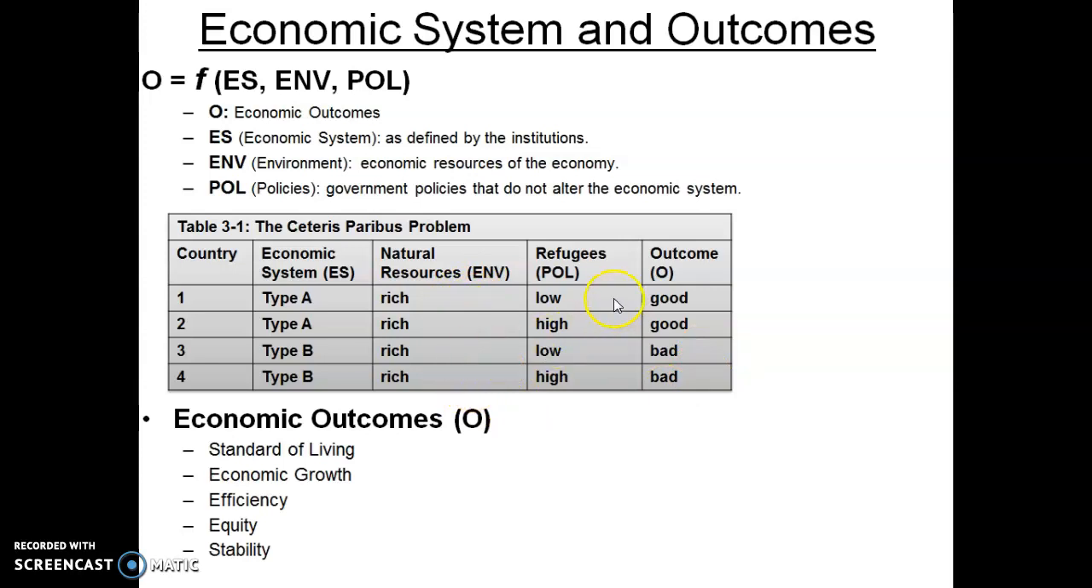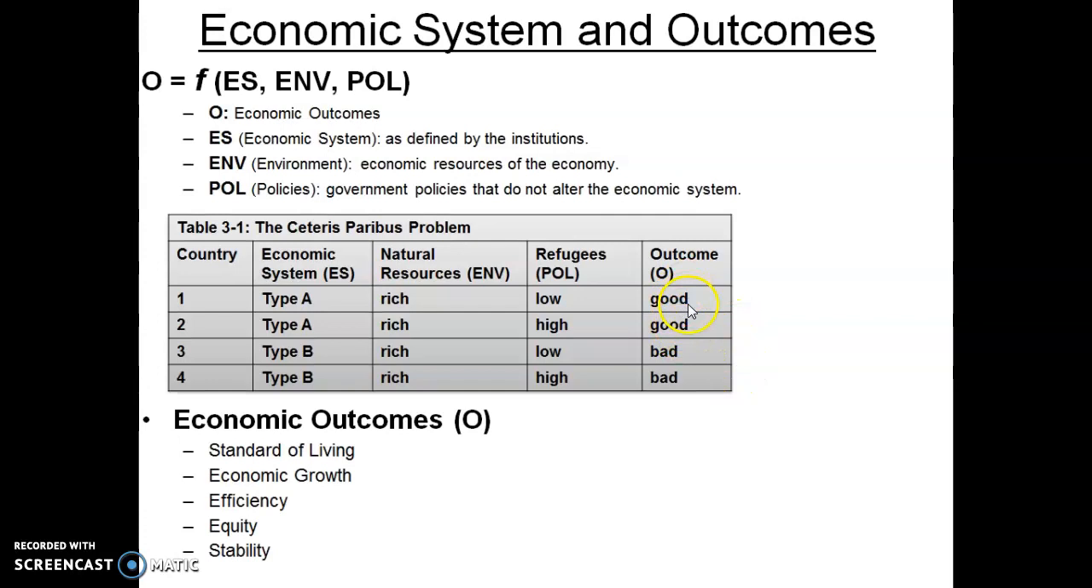Now, as far as refugees go, it's not correlated with our outcome at all. So we don't need to worry about that. Good outcomes could come from low or high refugees, and bad outcomes could come from low or high refugees. So we only need to control for those variables that are correlated with our outcomes, like natural resources was previously when it said poor and poor.